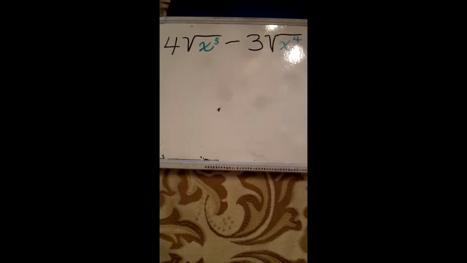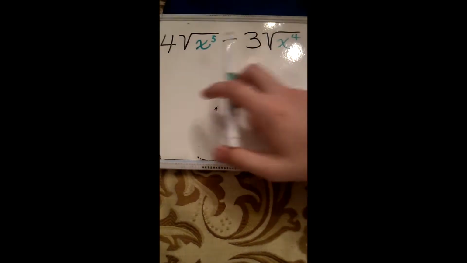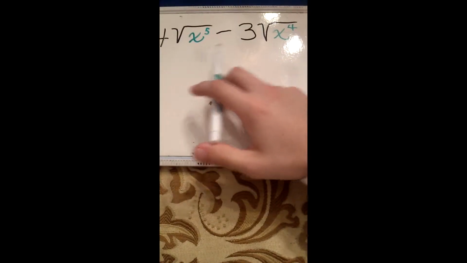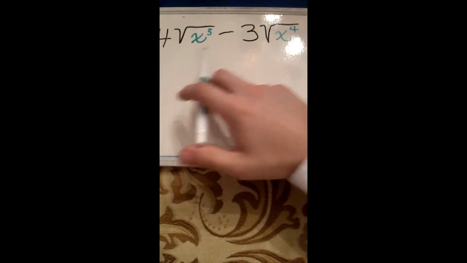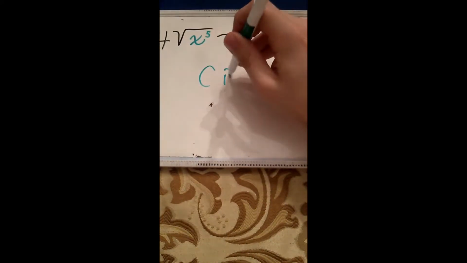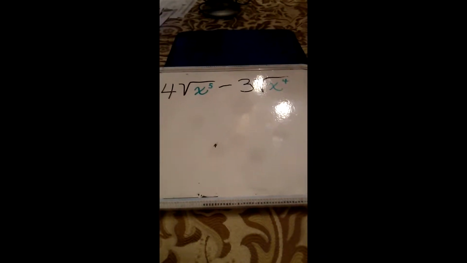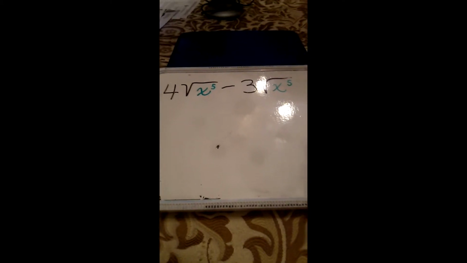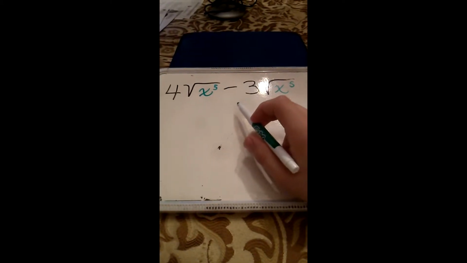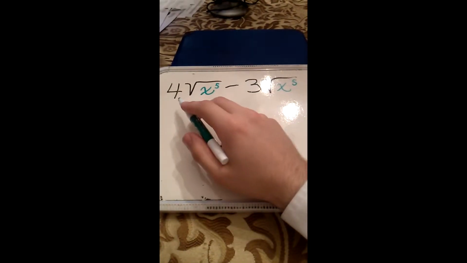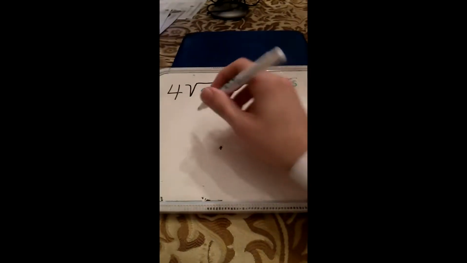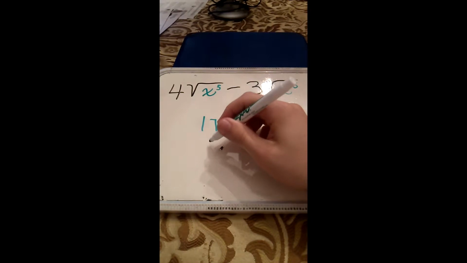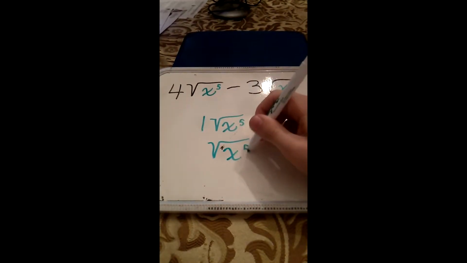Now, one thing to know before you start adding and subtracting radicals: you have to make sure that the values inside the radicals match each other. This is x to the 5th, this is x to the 4th. These are not compatible. This cannot be determined. But what if they were compatible? So let's make x to the 4th into x to the 5th. These radicals match, so we can subtract these two radical expressions. All you have to do is subtract 4 from 3, so it would be 1 times the square root of x to the 5th, or we could just write that as the square root of x to the 5th.